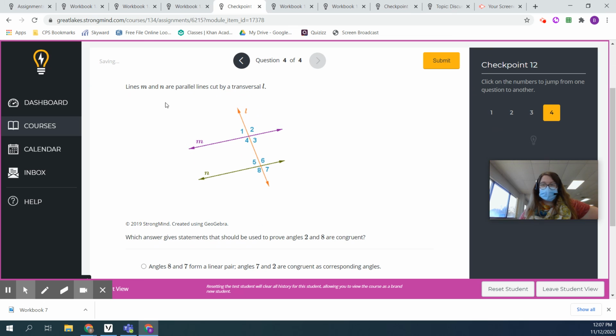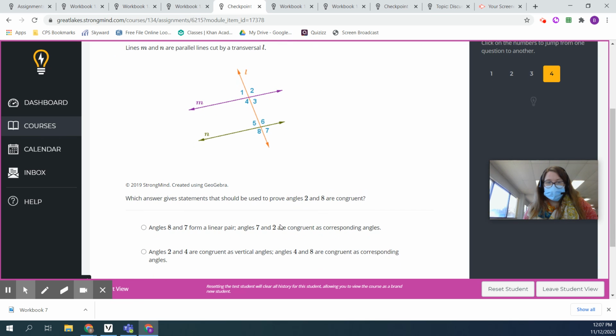M and N are parallel lines cut by transversal L. So which answer statements can be used to prove that 2 and 8 are congruent? Again, we have to have things that have to do with 2 and 8. So 8 and 7 form a linear pair. That's true. And 7 and 2 are corresponding. And we want to talk about them being congruent. So 8 and 7, 2 and 8. Nope, that doesn't help us do that.